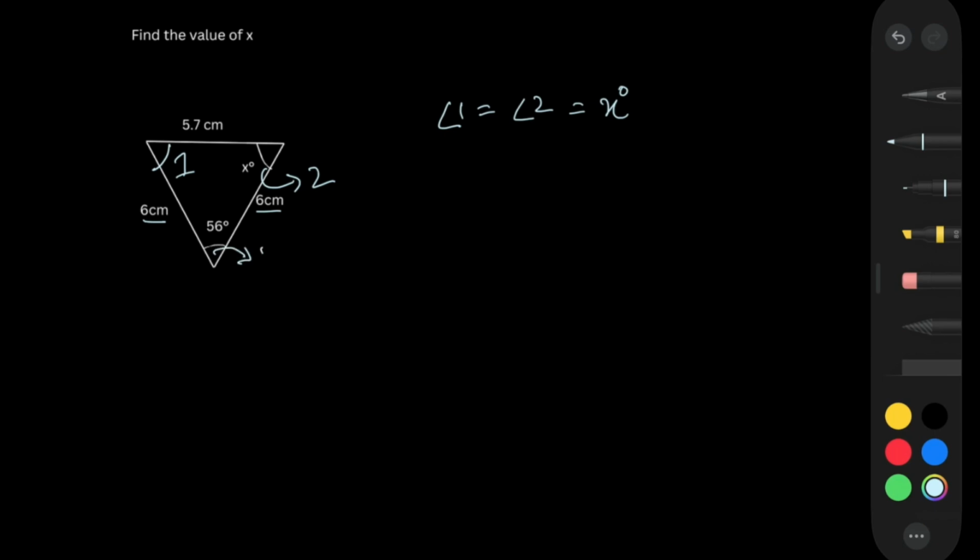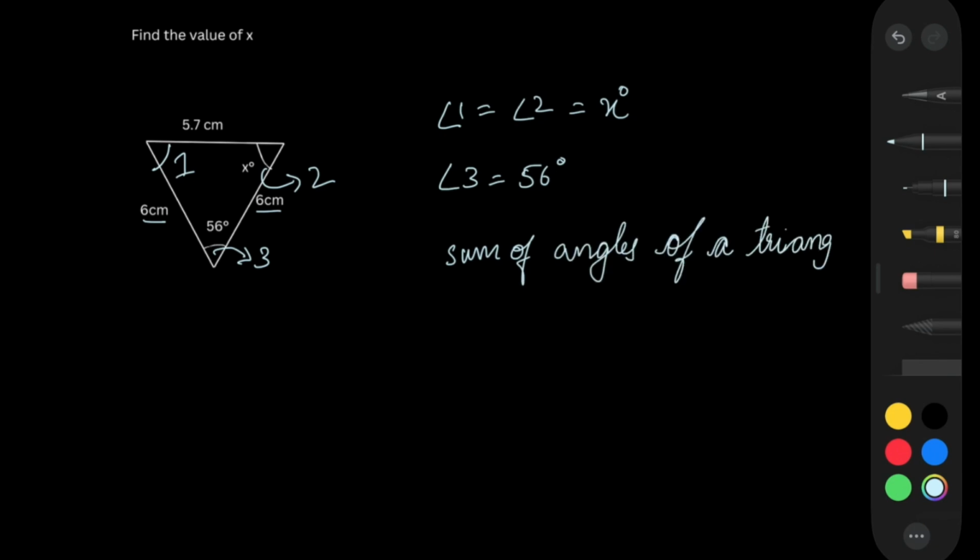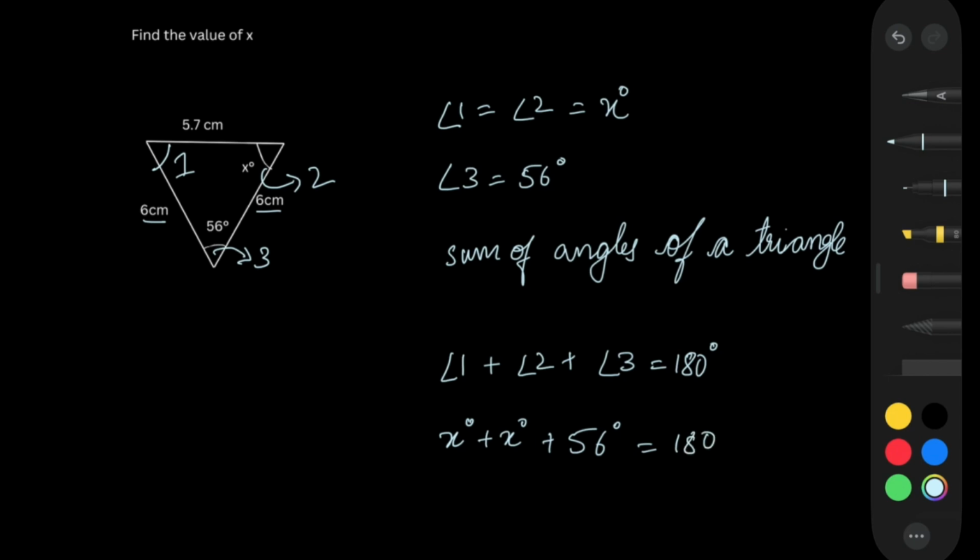Meanwhile, let me mark this as angle 3. Angle 3 is equal to 56 degrees. Now, the sum of angles of a triangle is equal to 180 degrees. So angle 1 added to angle 2 added to angle 3 is equal to 180 degrees. Substituting the values, we get x degrees plus x degrees plus 56 degrees is equal to 180.